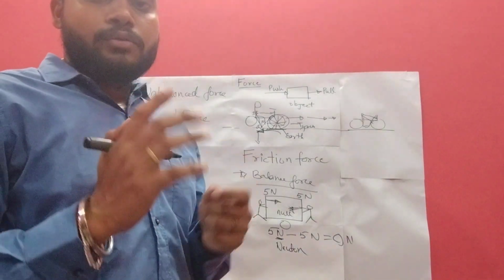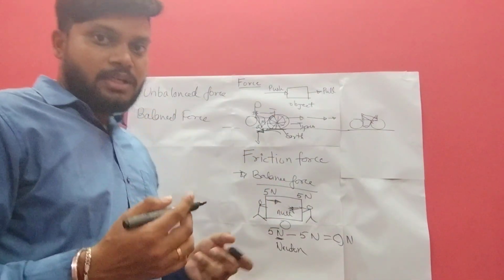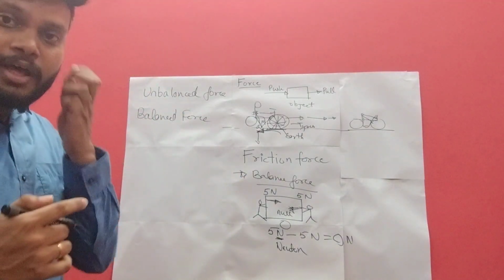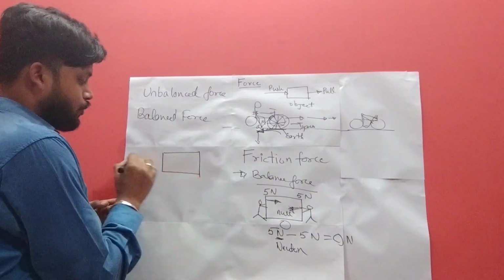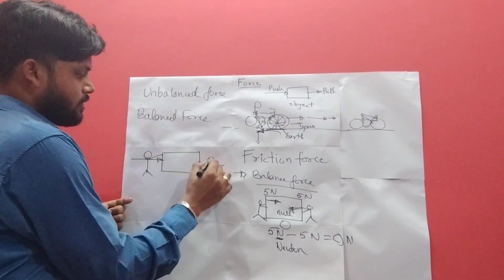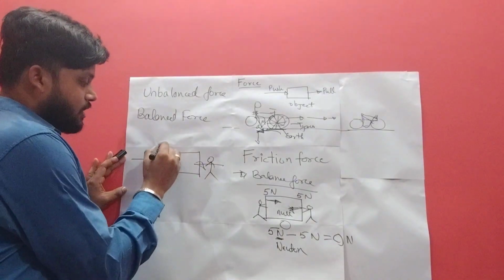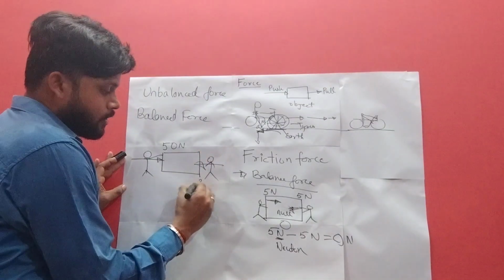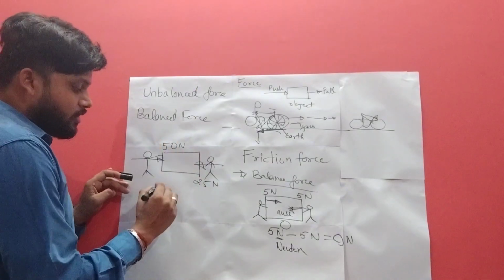So what have we studied? Force. What is force? Push or pull is called force. There are two types of forces, balanced and unbalanced forces. Now how does unbalanced force work? Suppose you and your brother are applying different forces on an object. For example, you are applying 50 Newton of force and your brother is applying 25 Newton of force, right, in the opposite direction. Now what will happen?